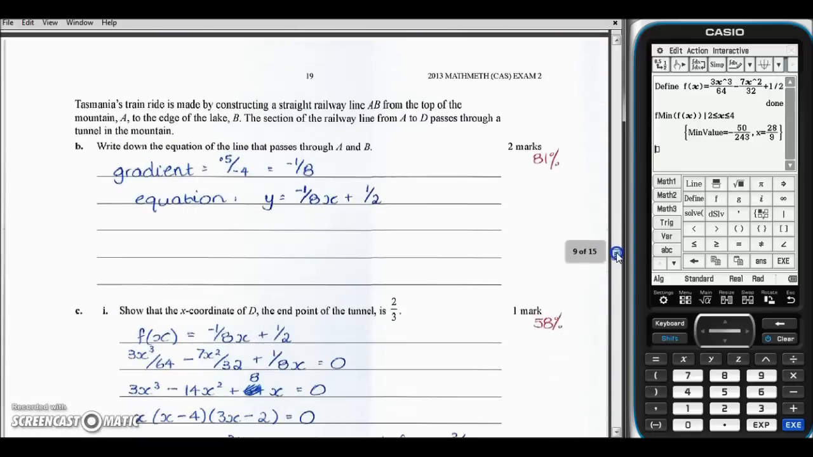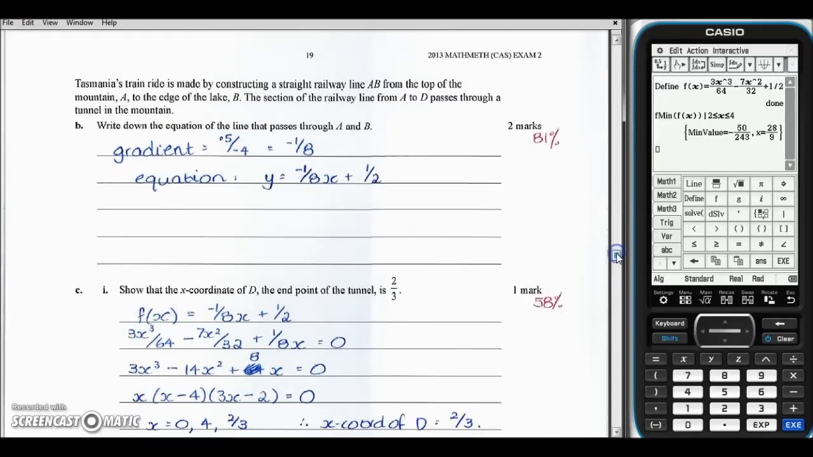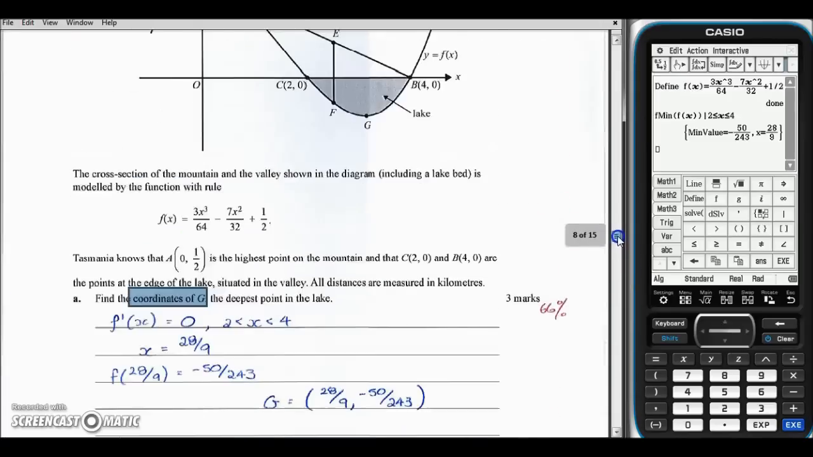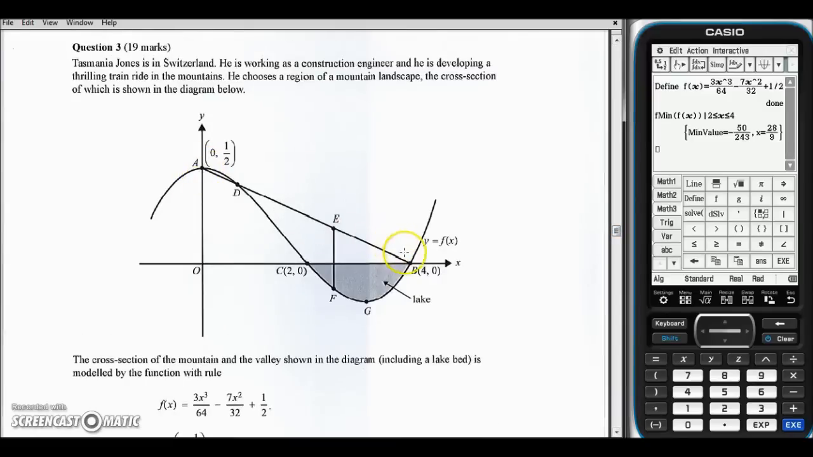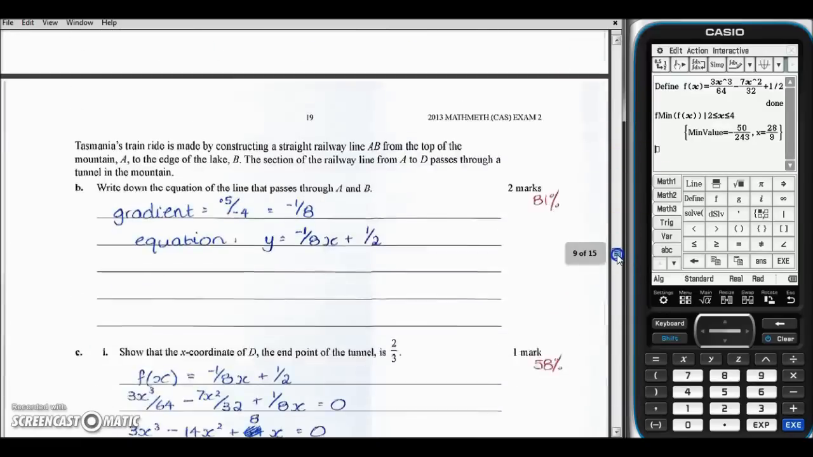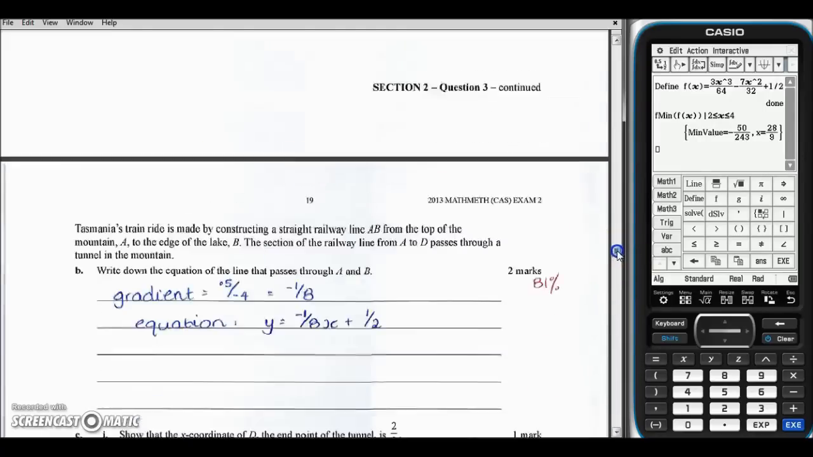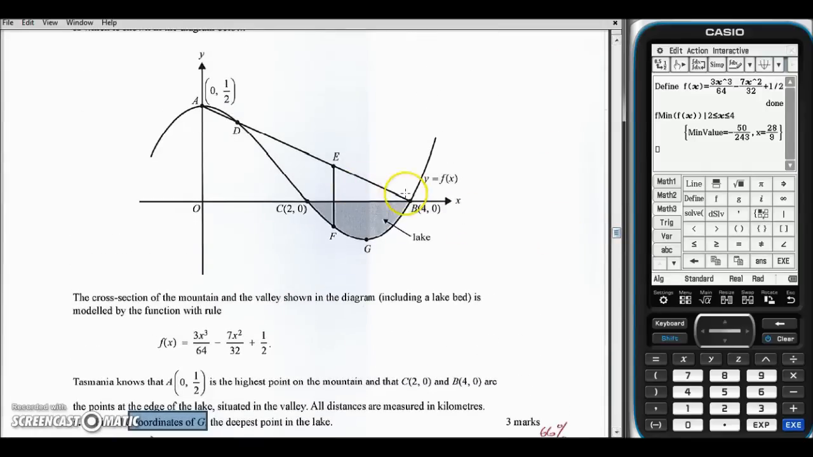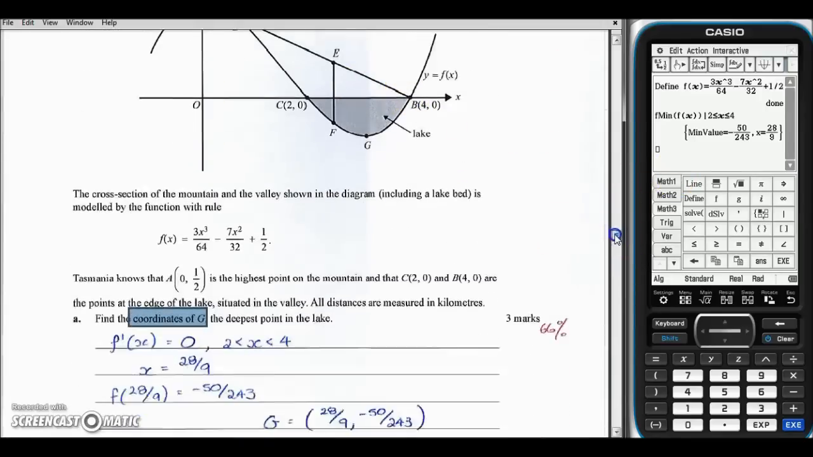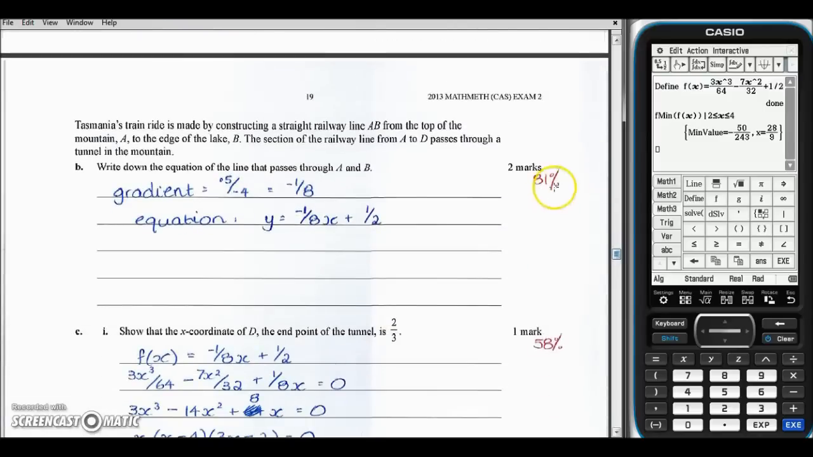Okay, so moving on, the ride is made by constructing a straight railway from AB, from the top of the mountain to the edge of the lake. So the railway goes from here to here, and this section A to D is a tunnel through the mountain. So now what? Write down the gradient of the line that passes through A and B. That's pretty simple. The gradient of the line is just going to be rise over run, so a half over -4, very easy. Surely most people got that right, 81%.